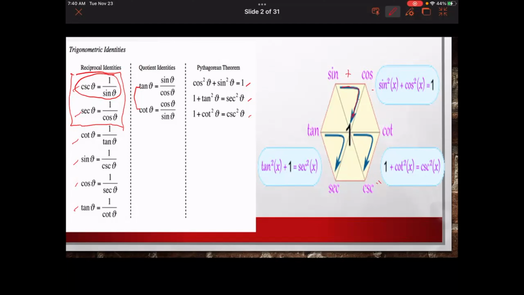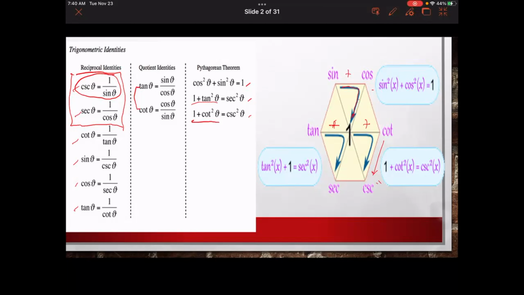Tapos 1 plus cotangent squared is equal to cosecant squared. Tapos yung tangent, babalik dito naman siya. So, tangent squared plus 1 is equal to secant squared. Pwede mong baliktarin ito. Pwede siyang 1 plus tangent squared or tangent squared plus 1, kasi addition naman siya. Pwedeng baliktad. Ito, pwedeng 1 plus cotangent squared or cotangent squared plus 1. Okay?